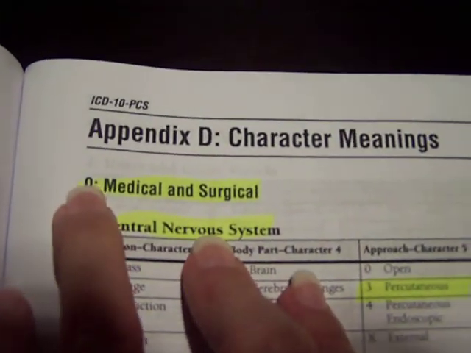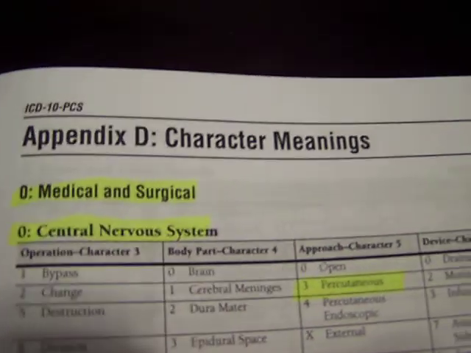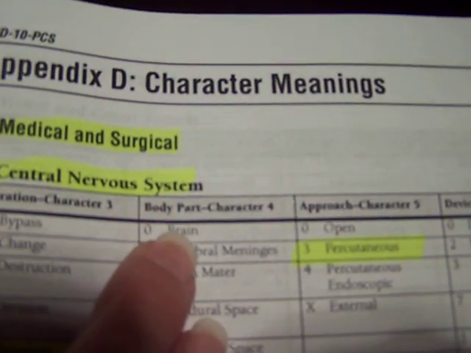So we have our first character, second character. Those are both zeros. Then what kind of procedure was it? It was a drainage, so there's our 9. What was our body part? It was our spinal canal. Our approach was percutaneous, so you see there's our 3. Device, no device. And then our qualifier, it was diagnostic. So you see how we have that.